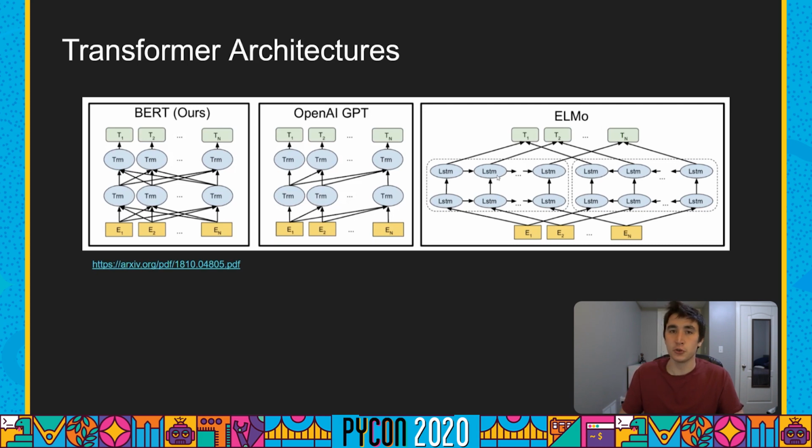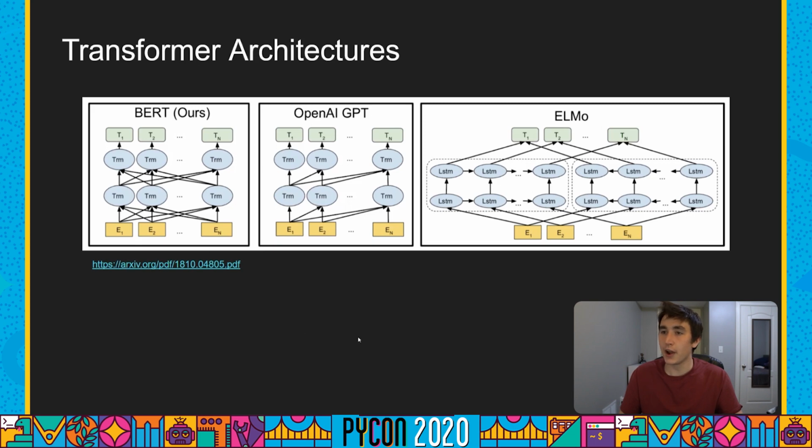It's supposed to handle longer dependencies a bit better, but still compared to attention, I wrote the header as transformer architectures, but Elmo's not technically a transformer architecture. It's just another powerful language model.